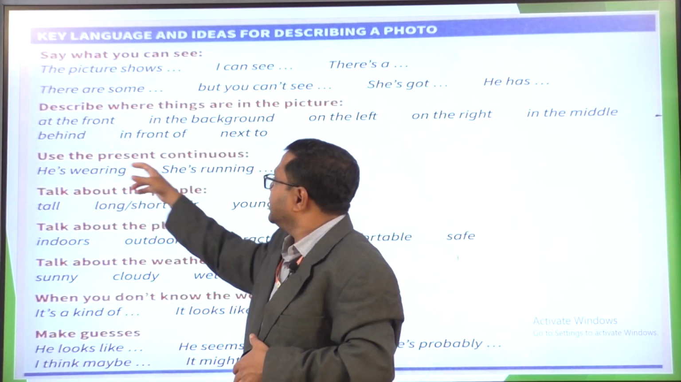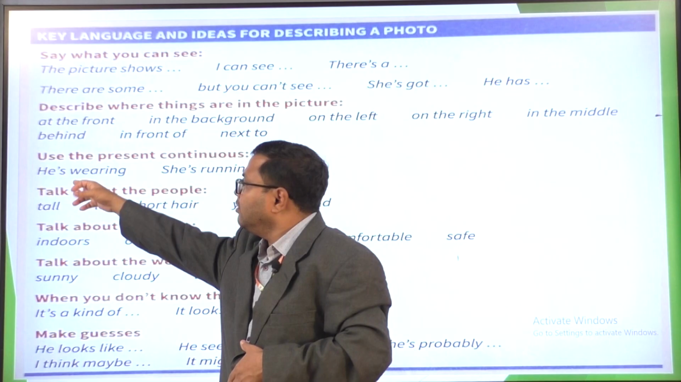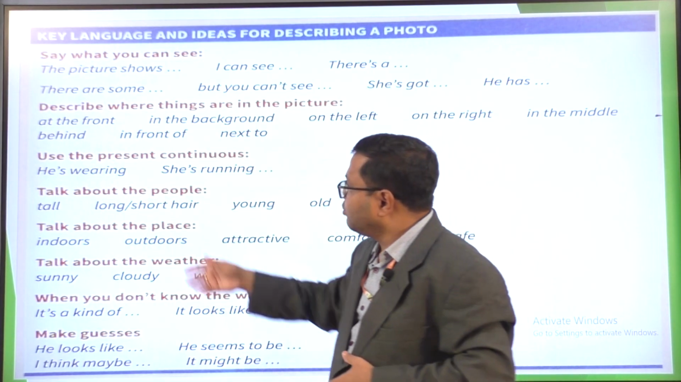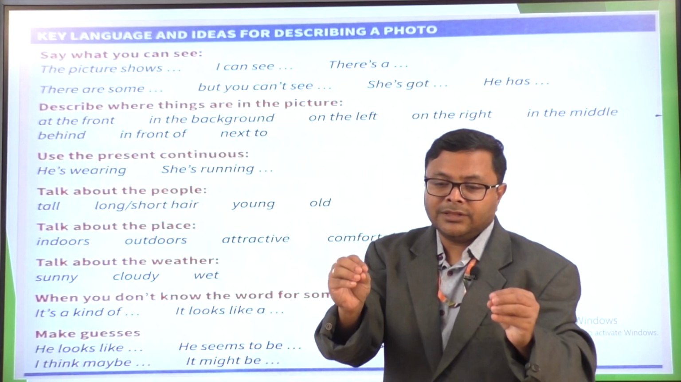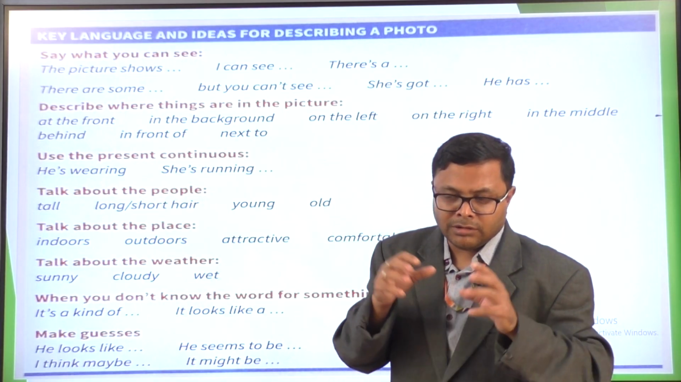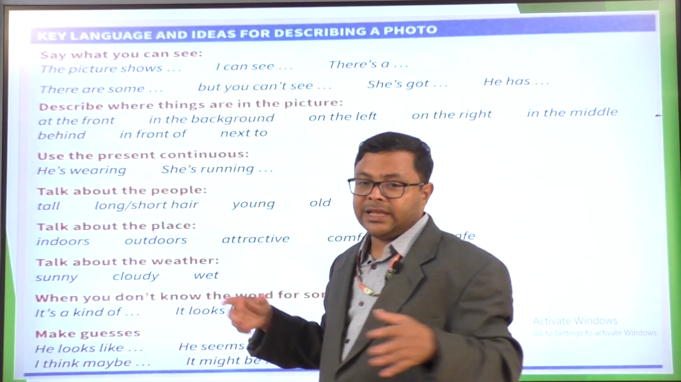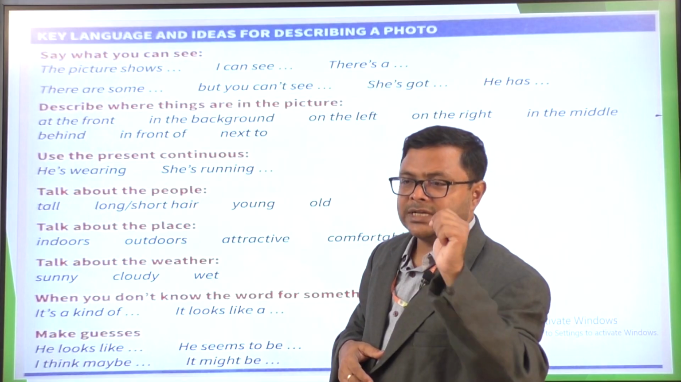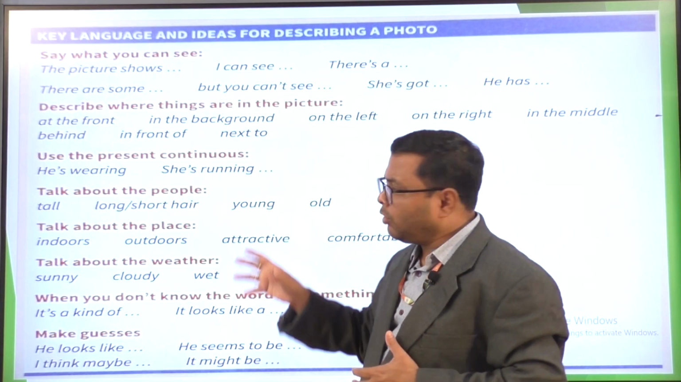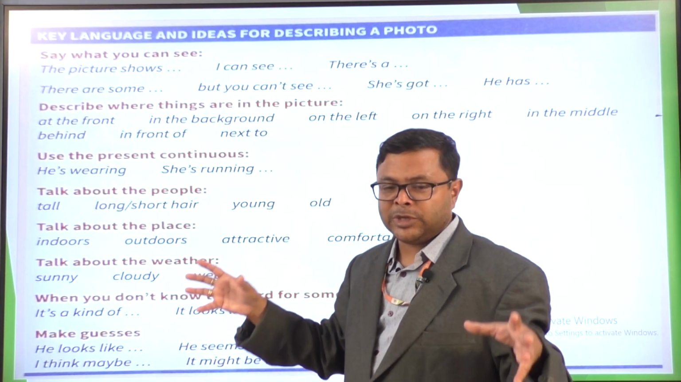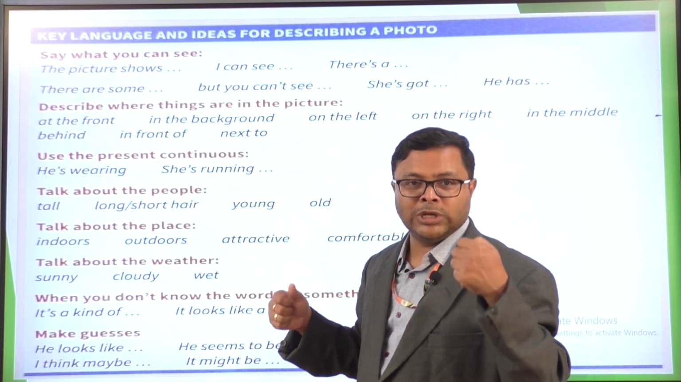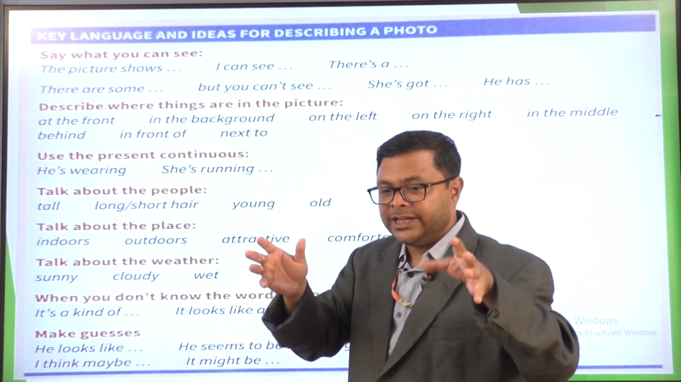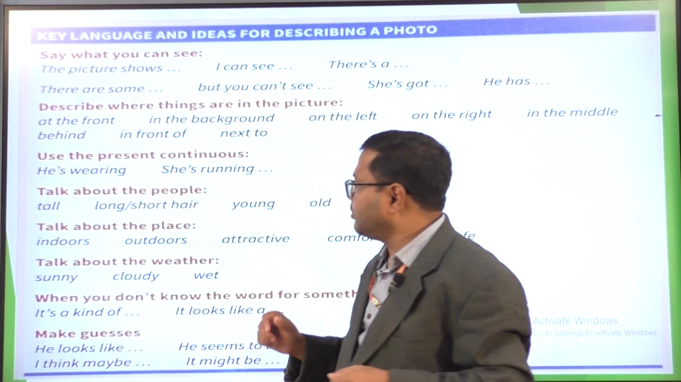You can use present continuous while describing the continuous action that you can see. For example, he is wearing this kind of dress, she is running on the road, or she is running for the office. All these types of expressions, whatever the picture will be, based on that you have to imagine, to see it as if it is happening in front of you.